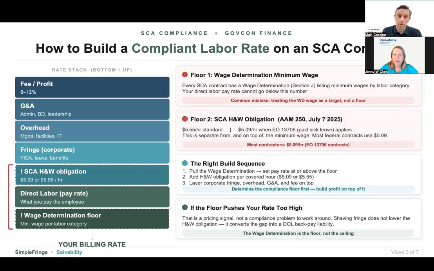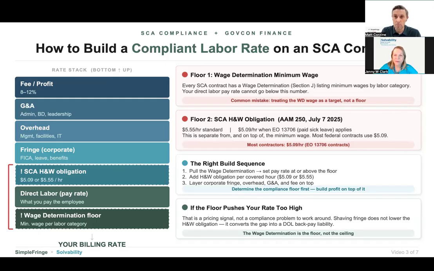The wage determinations are many, many pages long because they list every single possible job classification for any given SCA contract. And this is really important because each job classification has its own required minimum wage rate. Again, wage rate is very different from the health and welfare rate, which we'll talk about in a second. And that wage rate is the minimum that the contractor must pay to the employees working on that SCA contract.